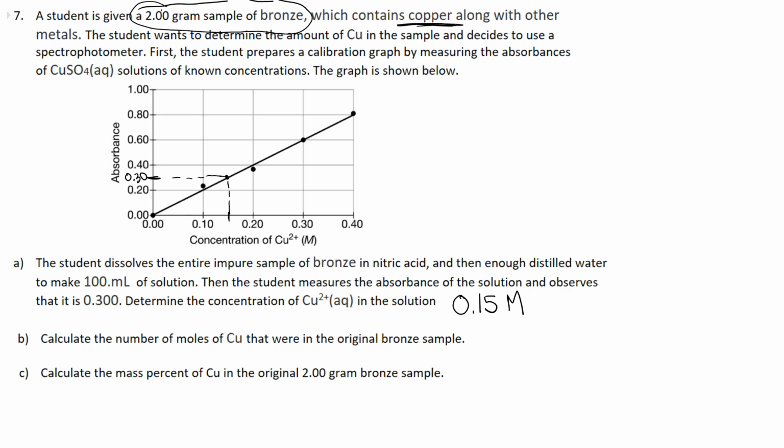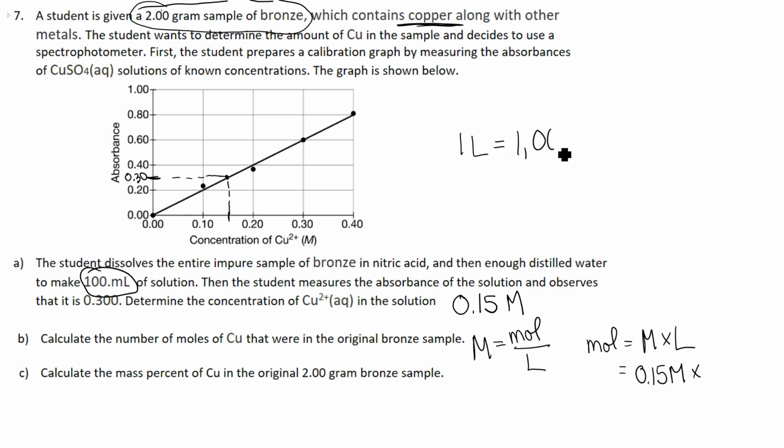Now let's find moles. Remember, molarity is moles per liter. So if I want to find moles, I would take molarity times my liters. My molarity is 0.15. My liters is, well, what's my volume? My volume is 100 milliliters. So I have to convert milliliters into liters. And this is one thing you do need to know: your metric prefixes. We do need to know these conversions. That milli is like 1,000 there. So since 1 liter is 1,000 milliliters, that means 100 milliliters is 0.1 liters.